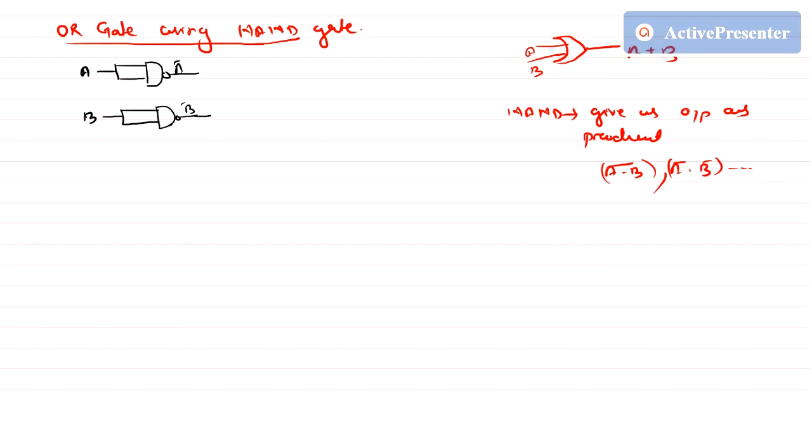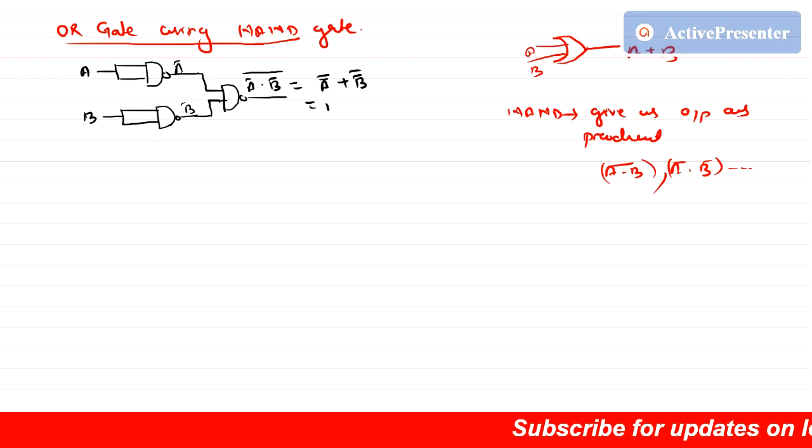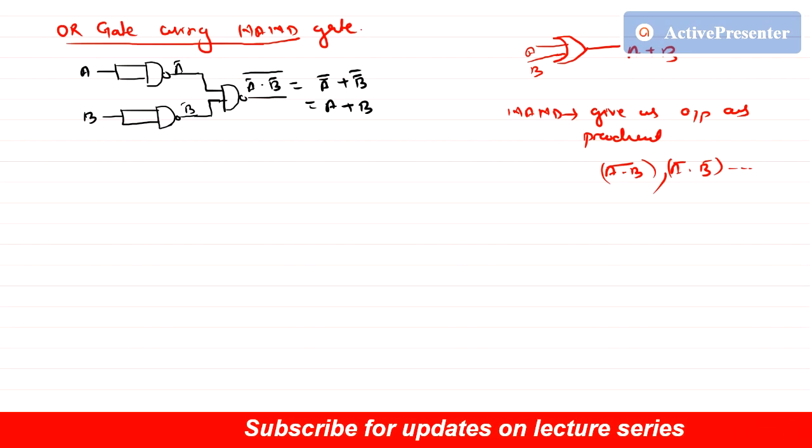Now I will give these outputs to another NAND gate. So here what is the output? A bar dot B bar whole bar, right? Correct. So this will give me the output as this. Is this correct? So this I can write from De Morgan's theorem. If there is a bar, it will be A bar bar plus B bar bar. So that will give you A plus B. Are you able to get this one?